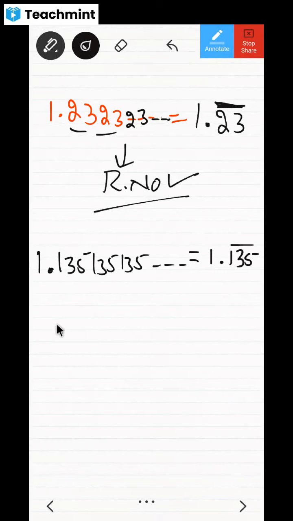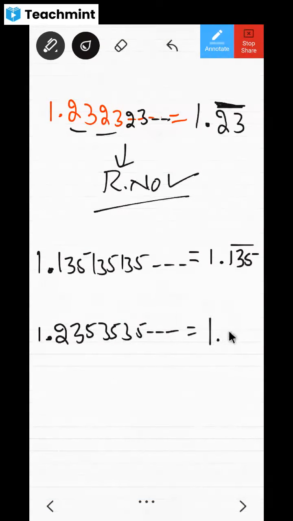Now one more thing I want to tell you. For example, 1.2353535, where only 35 is getting repeated. How to write this? It is written as 1.2, then 35 bar. The bar is only on 35 because 353535 is repeating. Understood?